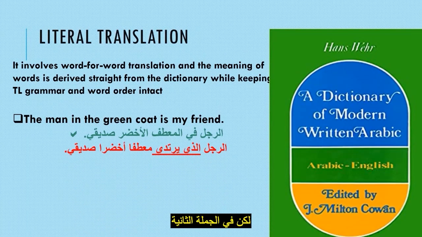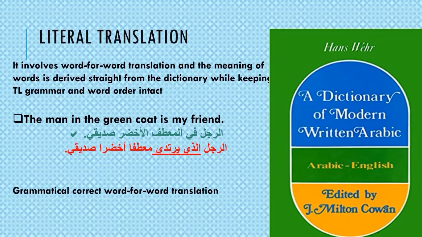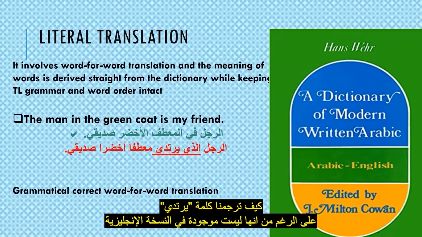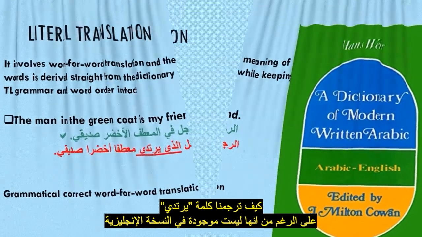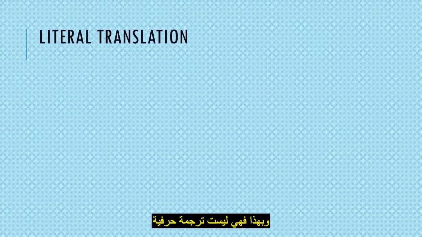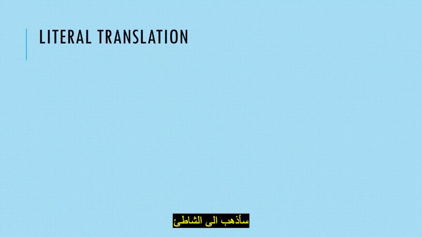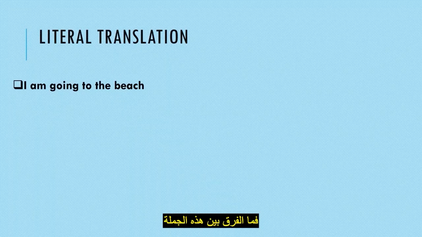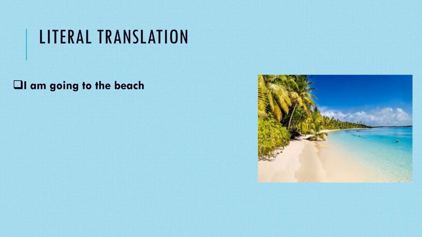But the second sentence, الرجل الذي يرتدي معطفا أخضرا صديقي, where can we map the word يرتدي? It doesn't exist in the English version. So here we cannot say it's a literal translation. I'm going to the beach. سأذهب إلى الشاطئ. What's the difference between this sentence and I will go to the beach? سأذهب إلى الشاطئ أيضا.